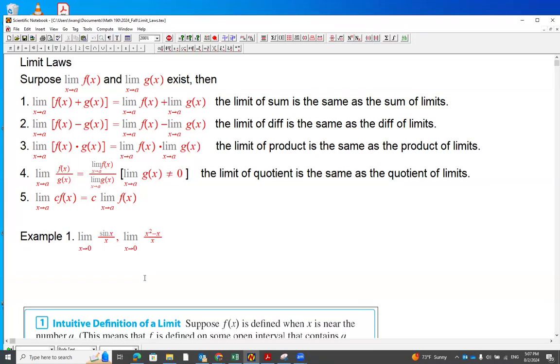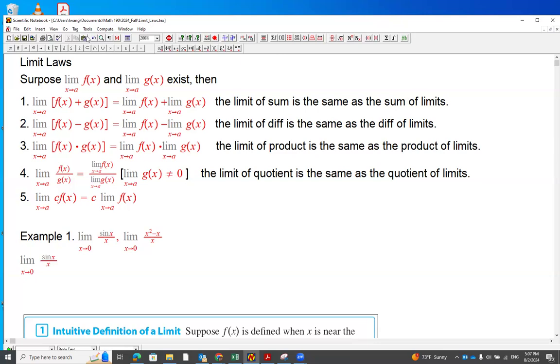Before we assess their addition, subtraction, multiplication, division, we have to guarantee that each limit exists. And this limit certainly exists. Okay, we've done that, the limit equals 1. How about this other limit?